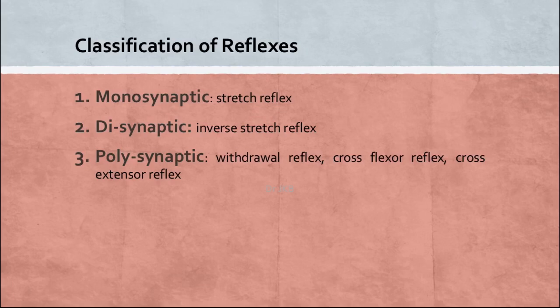Then the disynaptic; the example of a disynaptic reflex is the inverse stretch reflex. Then there are the polysynaptic reflexes, and the examples are the withdrawal reflex, cross flexor reflex and cross extensor reflex. One by one we will cover all these reflexes. Just remember for the time being that these are examples of polysynaptic reflexes, meaning more than two synapses will be formed in these types of reflexes.